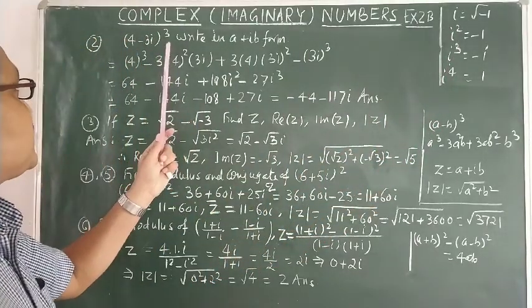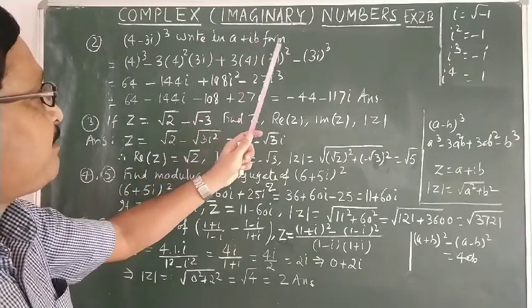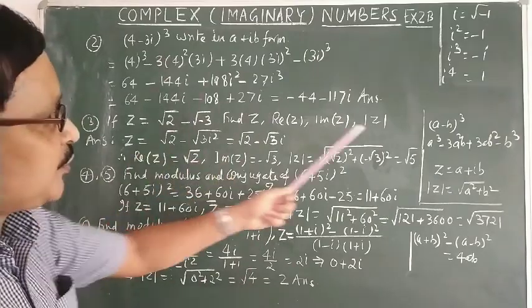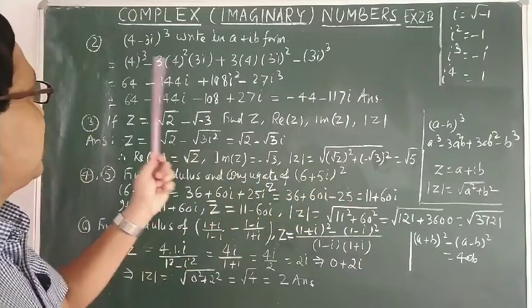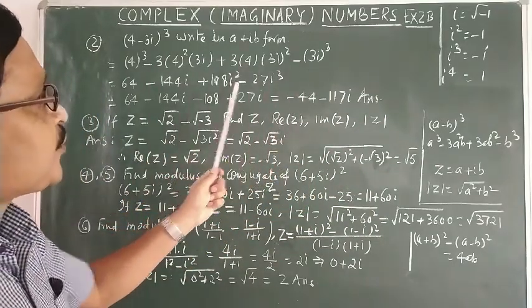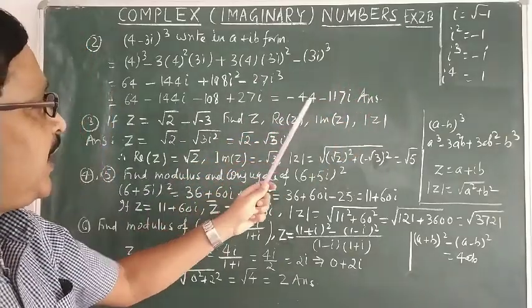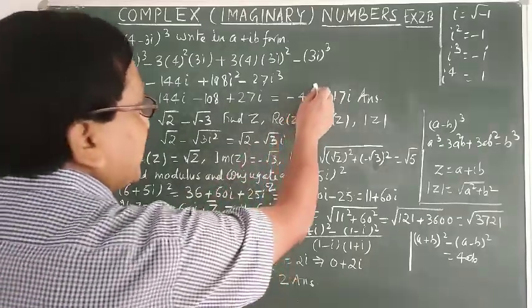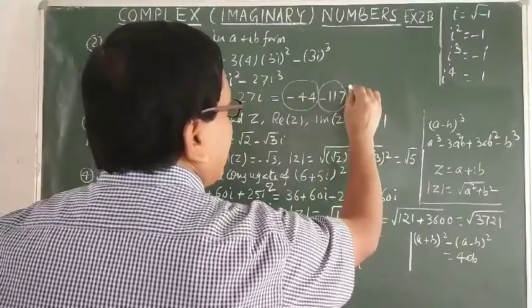After that, the first question: write (4 minus 3i) cube in the form a plus ib. A plus ib is the standard form of a complex number. So using the formula for (a minus b) cube, expand by the formula. After that, i square is minus 1, i cube is minus i. Use all these and get the result in a plus ib form. So this is your a and this is your b, so a plus ib form is ready.